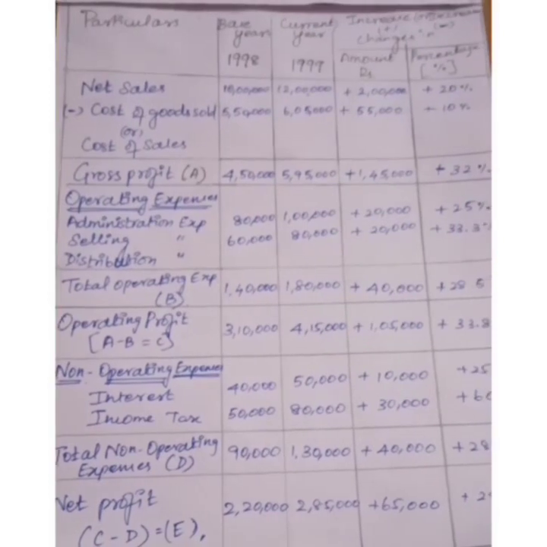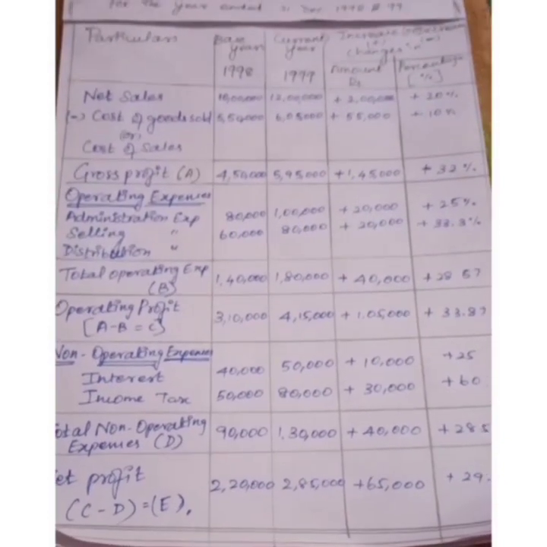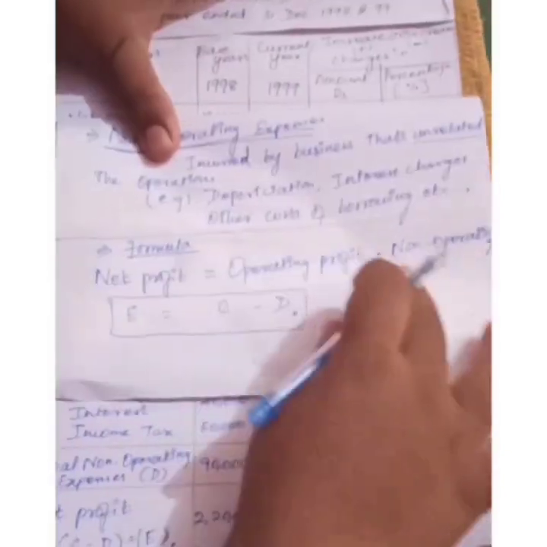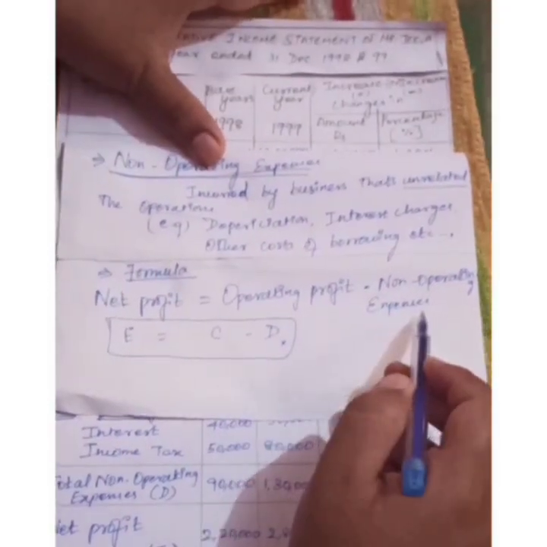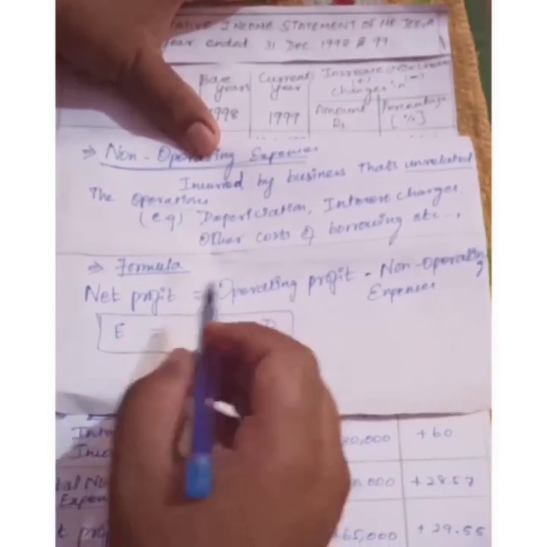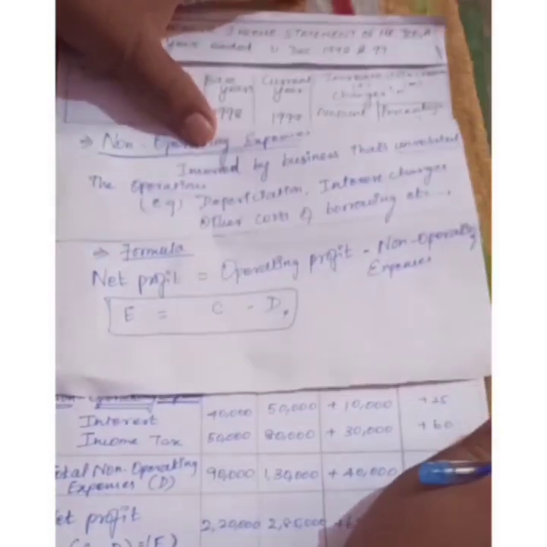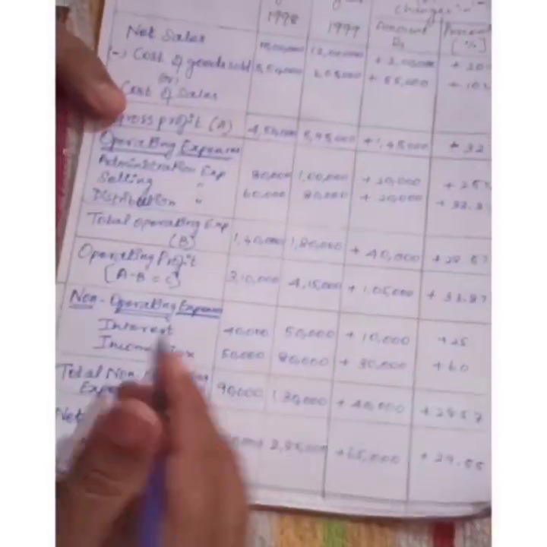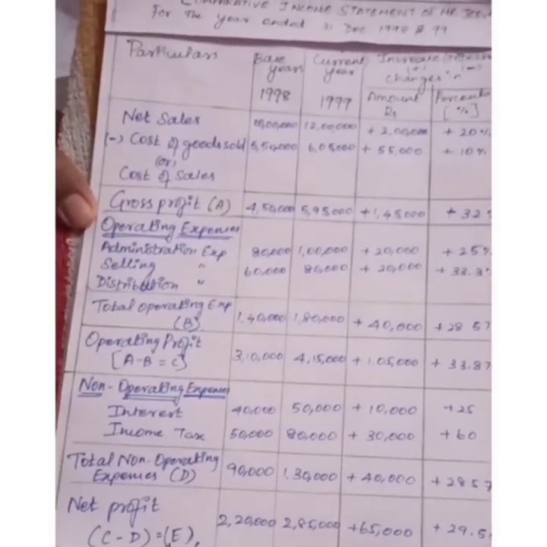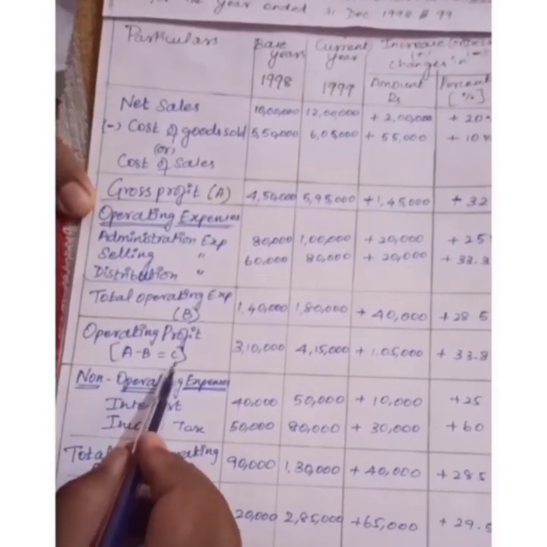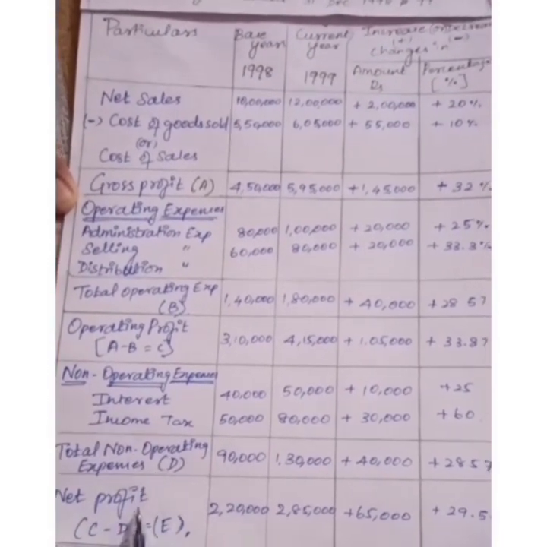Now the last step is net profit. Here net profit has one formula. Listen, net profit is equal to operating profit minus non-operating expenses. This is the formula for net profit. I specified alphabet E is equal to C minus D, using this to make it easy to write it. So net profit is C minus D is equal to E, where C is operating profit and D is non-operating expenses. So operating profit minus non-operating expenses, you get net profit.